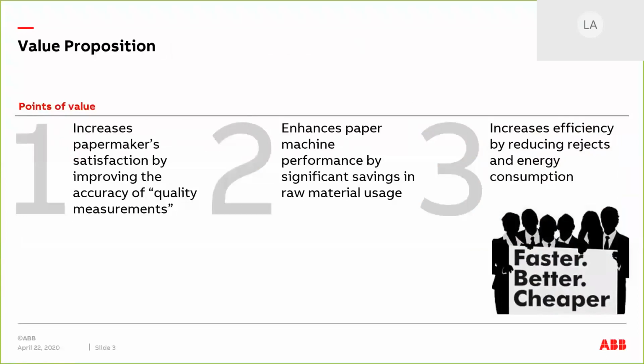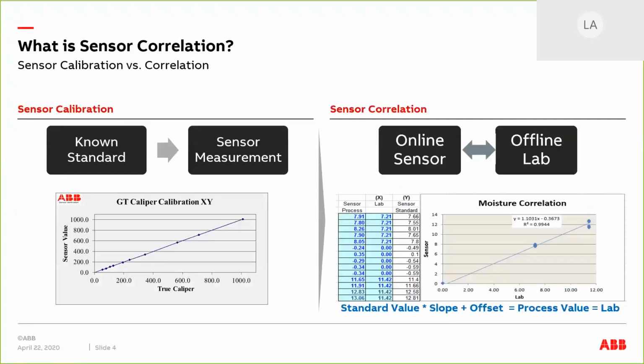Later on in this webinar, I'm going to show you how you can objectively calculate your potential savings if you were to reduce your measurement error, so if you have an accurate measurement. This is an interesting part here. Before discussing anything related to sensor correlation, it's really important to understand what sensor correlation means in the paper industry. You won't believe how many people confuse the terms sensor calibration with sensor correlation. So it's really important to differentiate between the two terms.